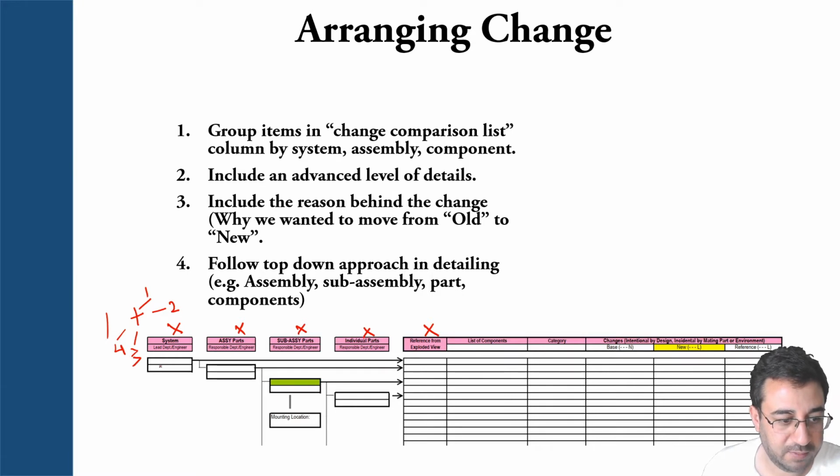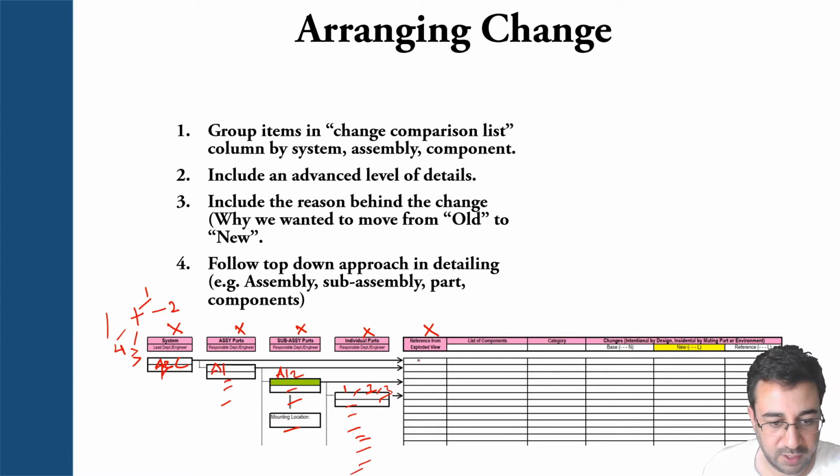So you have your system. Let's say you have system ABC in this case. Then you have, let's say, assembly A1. In assembly A1, you have sub-assembly A12. Then you have individual parts 1, 2, 3, and so on. So you list them all down, all subcomponents. You have one system, many assembly parts based on your exploded view, sub-assembly parts, and individual parts, and you list them all down.